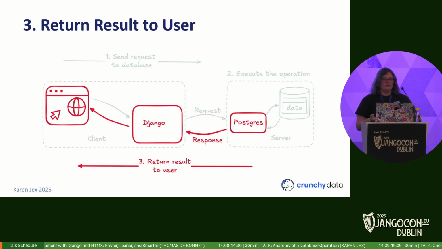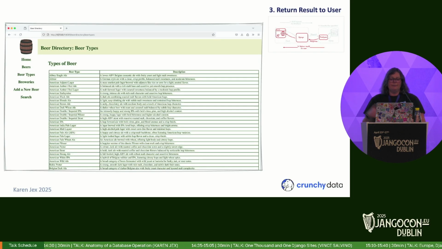And that brings us to the final step, which is returning the results to the user. So Postgres returns the results to the client, to Django, so that they can then be presented to the user. In this case, I'm displaying the different types of beer. Obviously, this is a ridiculously simple web page. It's just for demo purposes, and there are many, many things it could do better.